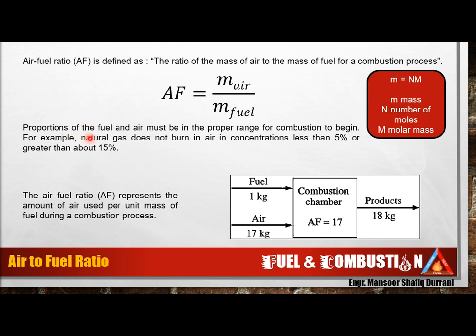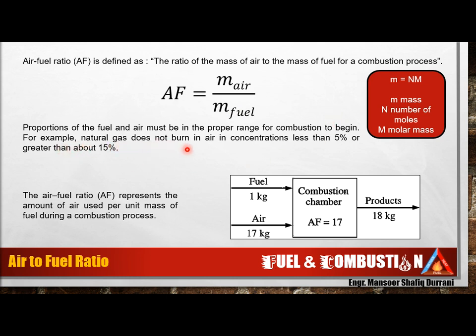Proportions of the fuel and air must be in the proper range for combustion to begin. This is an important thing. Air to fuel ratio must be in a proper range to perform combustion. If air becomes low, there will be no complete combustion. If air quantity is high, then also there is a problem for combustion. So a proper proportion of air to fuel is required for combustion.